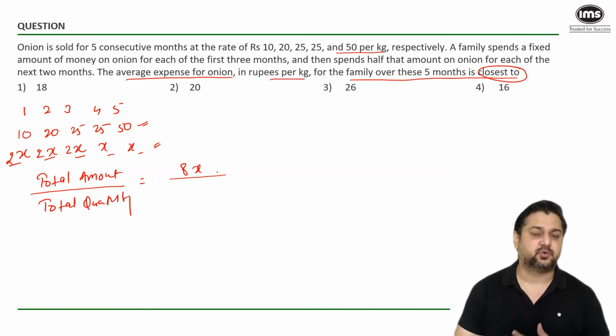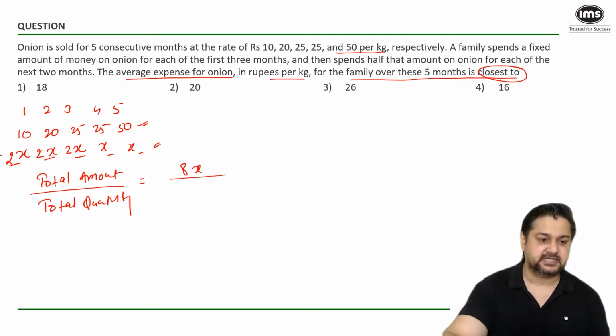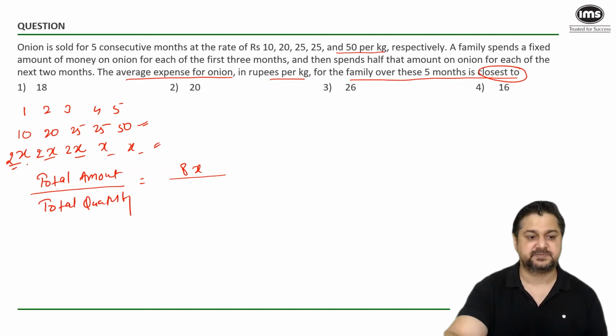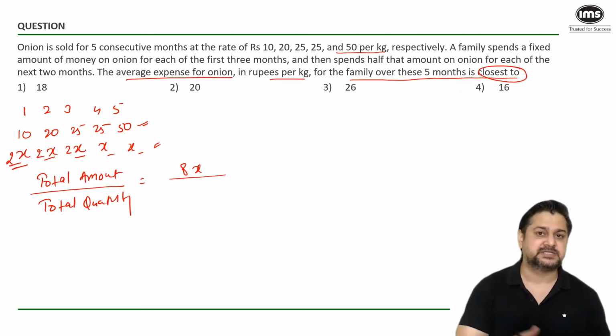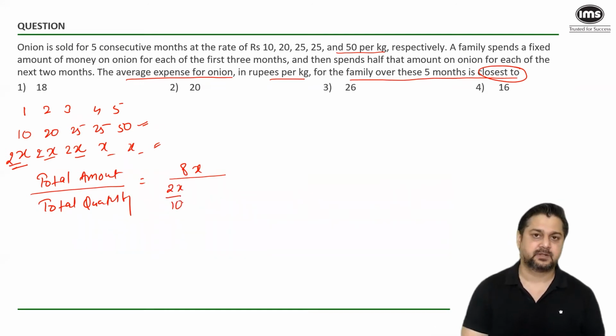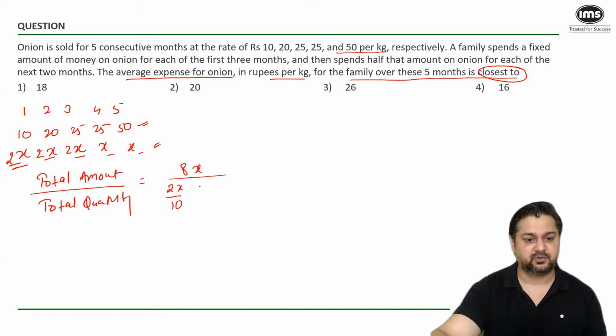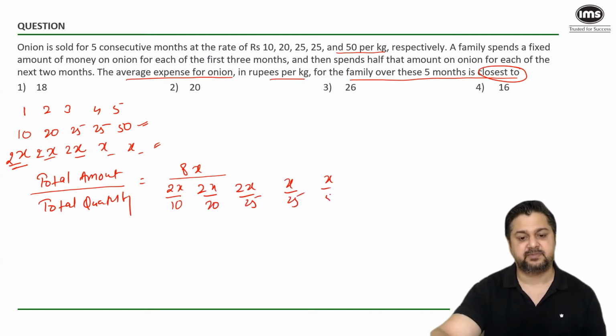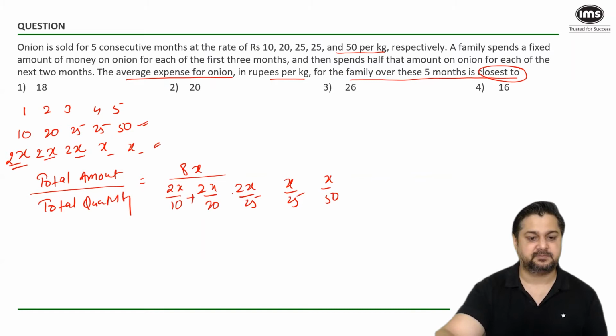Now what is the total quantity that you're buying? As you can see, if the amount that they spend is 2x and 10 rupees is the price per kg, that means the quantity that you bought is 2x divided by 10. For this one, it's going to be 2x divided by 20, and then we've got 2x divided by 25, and then x divided by 25, and then x divided by 50. If I add it up, I shall get my answer.